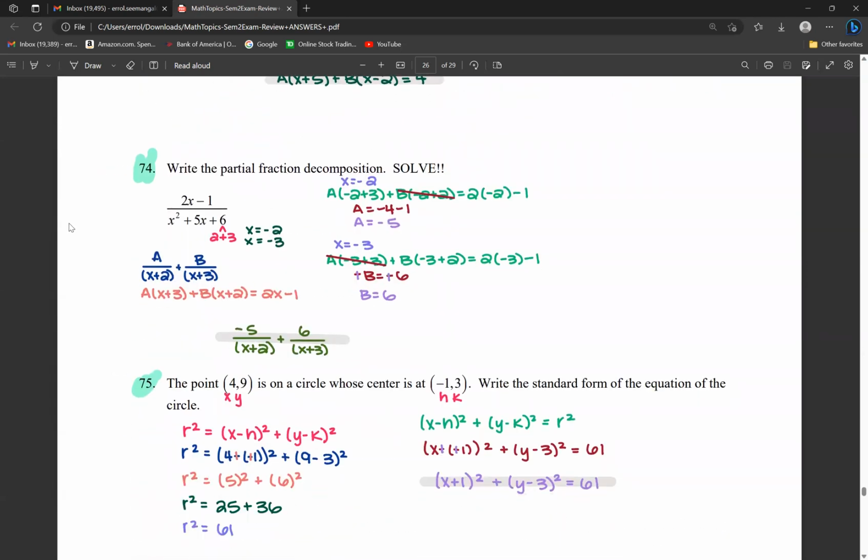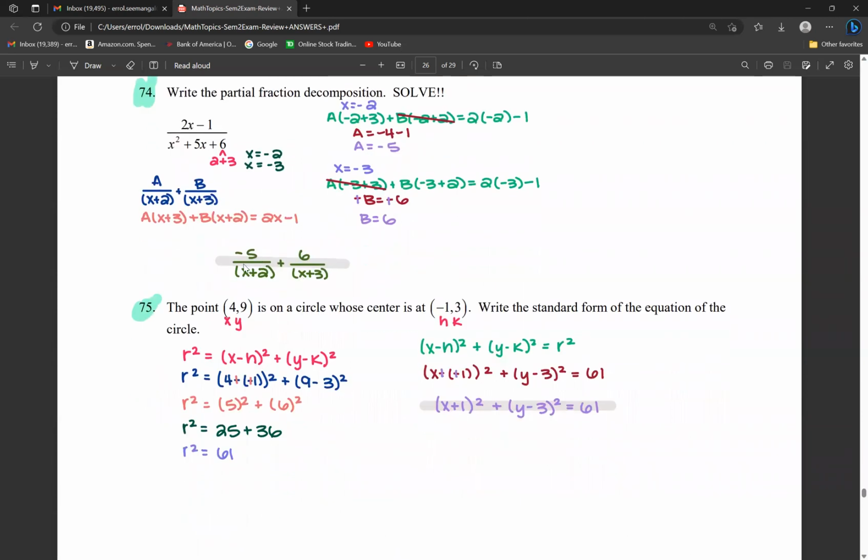Write the partial fraction decomposition and solve it. Okay, so what did she do here? Okay, so she basically factored that. And then what did she do? Okay, so your solutions are x equals 2, x equals -2, and x equals -3. And then what did she do? Okay, so she broke it into two. This is just breaking it into two. Okay. Oh yeah, so here it is right here.